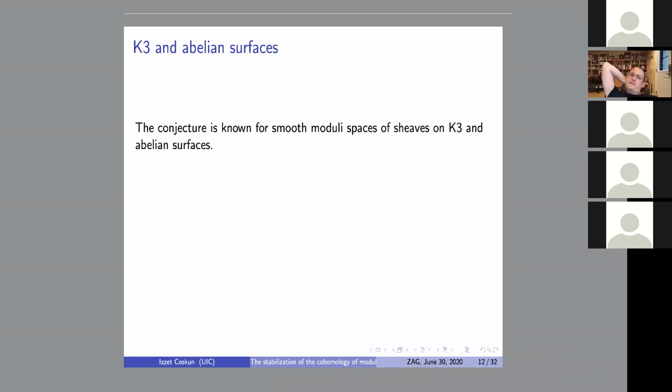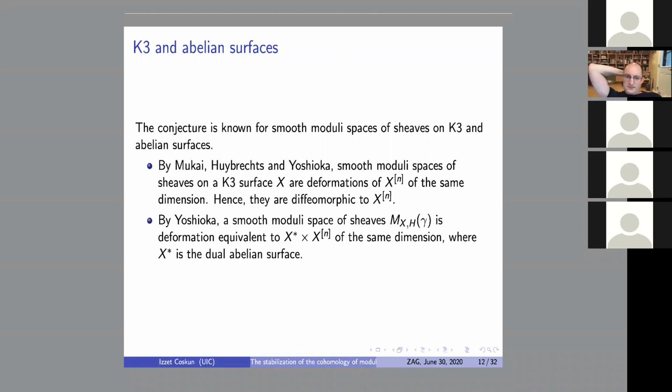So the conjecture is actually known for K3 surfaces and abelian surfaces. So at least for smooth moduli spaces of sheaves on K3 and abelian surfaces. So maybe let me briefly explain that. And in fact, as usual, the easiest moduli spaces are the K3 surfaces and the abelian surfaces. They have a lot more structure, right? And that's really what happens in this case.